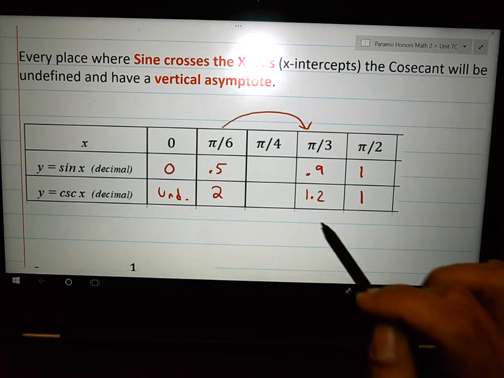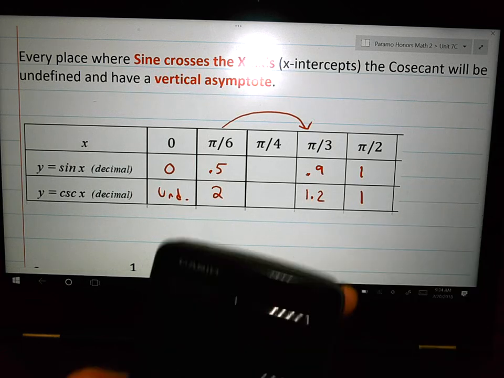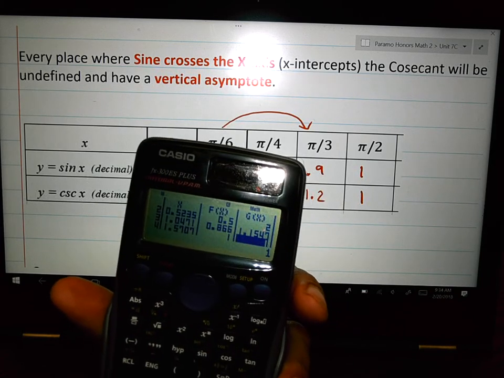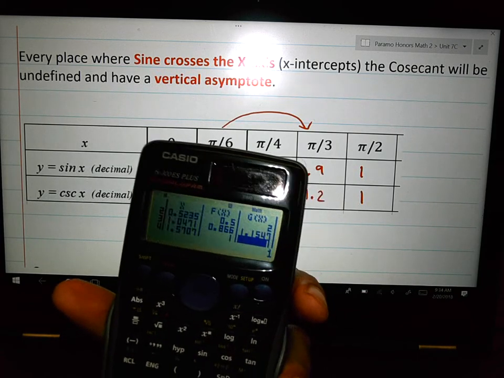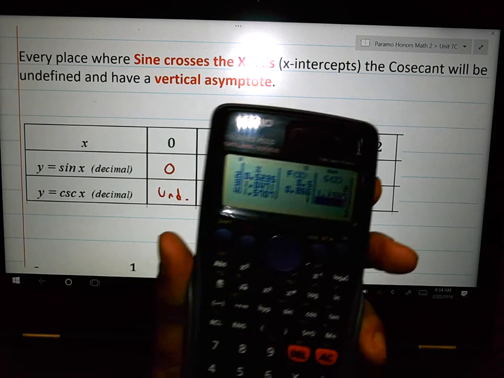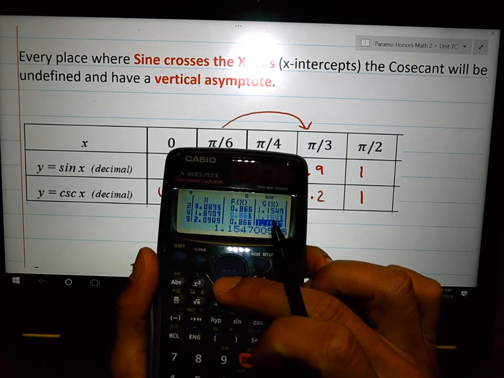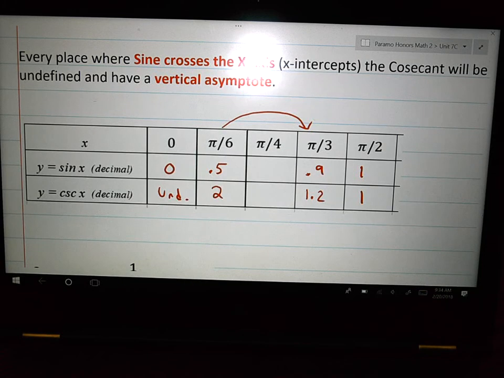This skips the pi over 4, but if you wanted to go and count by pi over 4s, you just go back and do the table function again and count by pi over 4s. This is just a way for you to do all the values on a table, and you can keep scrolling down and seeing where you're at for those values.